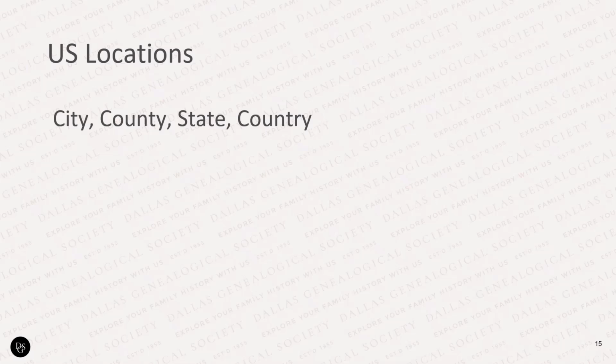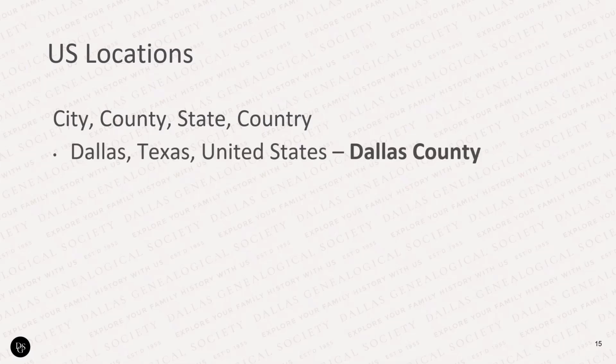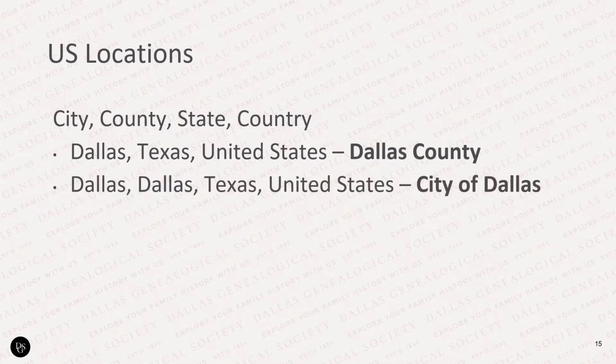Locations, we also start with the smallest location and build bigger. We talk about first the city, the county, the state, and then the country. The county, if that's applicable to the state or the country that you're talking about. So, for example, if you're talking about Dallas County, you would write it as Dallas, Texas, United States. And that would be assumed to be referring to the county of Dallas. We don't write the word county out, it's just assumed because there's no city preceding it that we're talking about the county. If we were talking about the city of Dallas, we would say Dallas, Dallas, Texas, United States. And again, that would be assumed to be talking about the city of Dallas in the county of Dallas in the state of Texas in the United States.